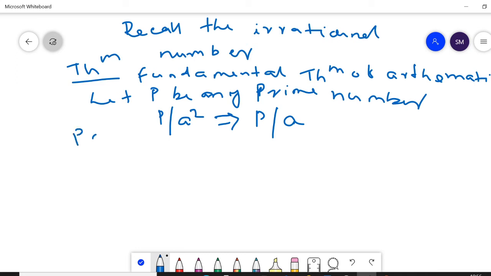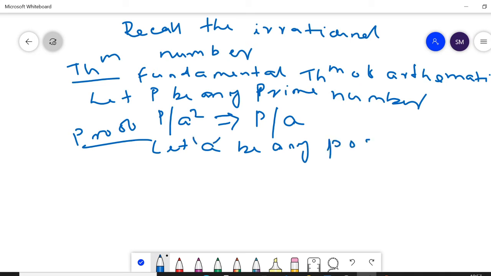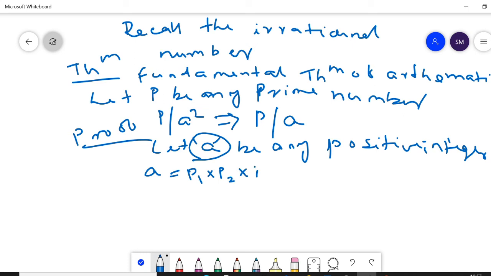Then prove. Let A be any positive integer. Then by prime factorization, A can be written as P1 into P2 into P3 into P4 up to Pn.